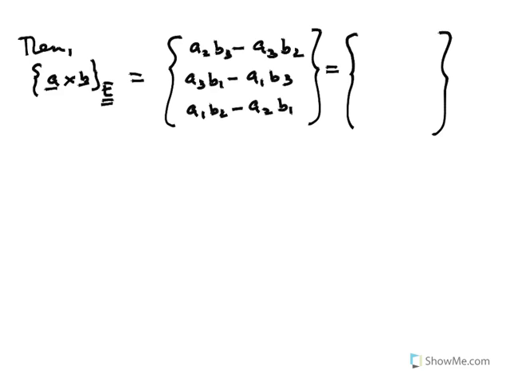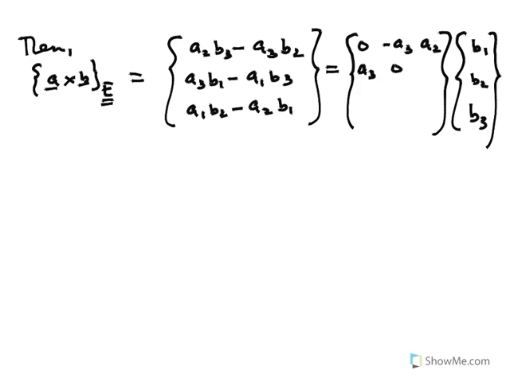We can write this as something times B1, B2, B3. So what does that look like? It looks like 0 times B1 minus A3 times B2, A2 times B1, B3. And then we get A3 times B1, 0 times B2, and minus A1 times B3. And actually, let's just give ourselves a little bit more space vertically here. We've got A3, 0, minus A1. And then we have minus A2, A1, and then 0.